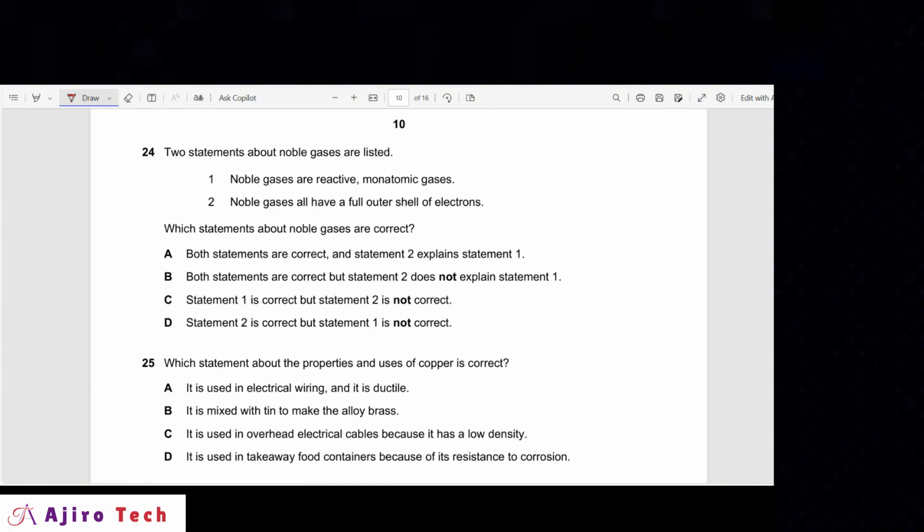Two statements about noble gases are listed. Noble gases are reactive. No, they're not reactive, but they are monoatomic. Yes. Noble gases have full outer shell of electrons. Yes. So from here, both statements are correct is off. Statement 1 is correct, no. Statement 1 is wrong, statement 2 is correct. Yes, this is the correct answer to this.